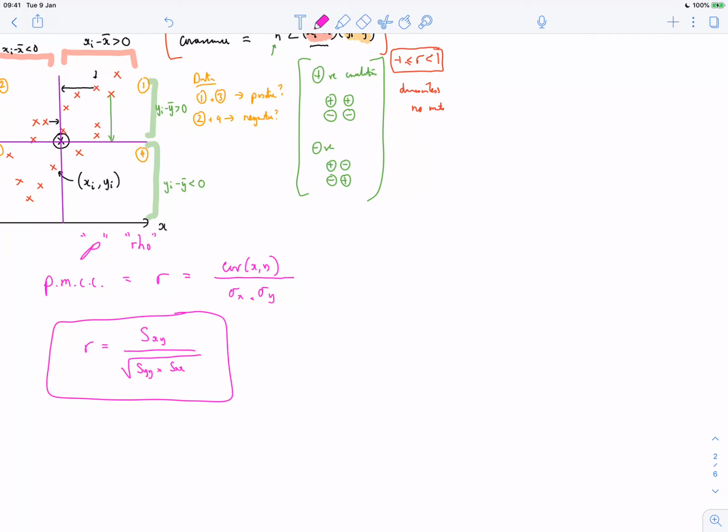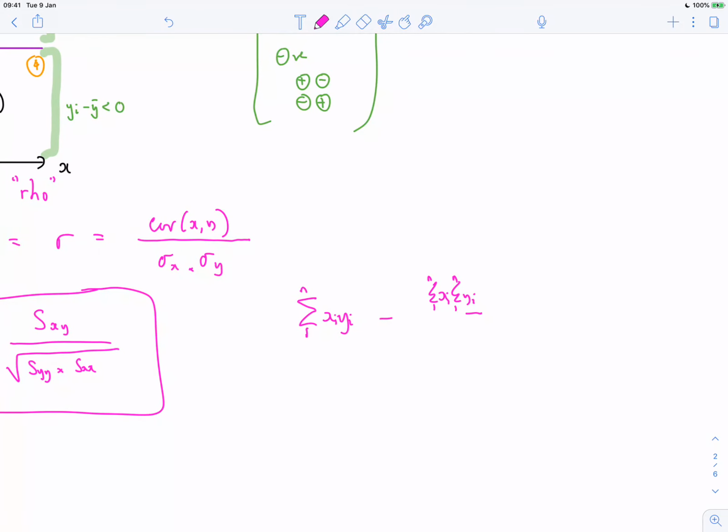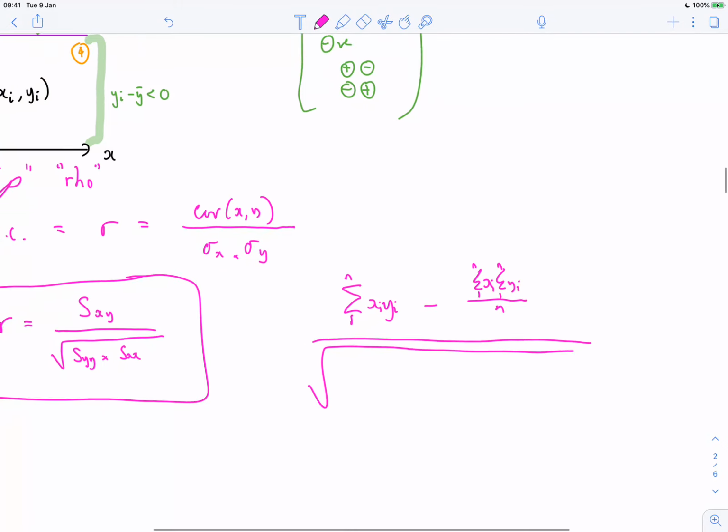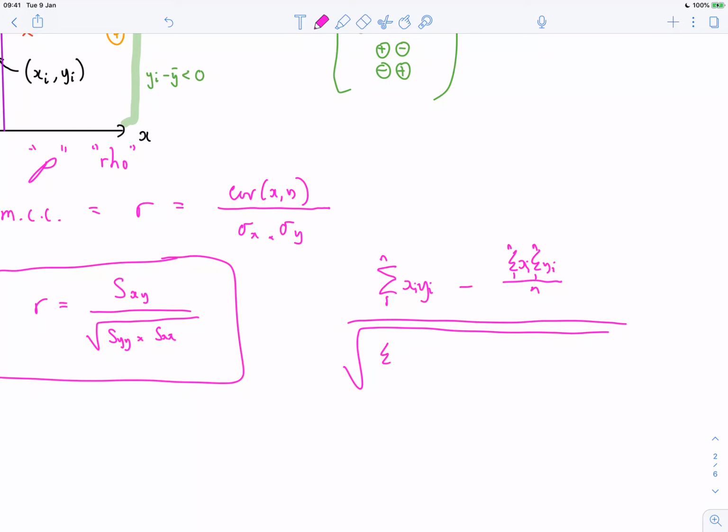Well, the sum of xy is going to be the sum of xi yi between 1 and n minus the sum of x times the sum of y from 1 to n, and this is all over n. And then this is all over the square root of Syy, so that's the sum of y squared between 1 and n minus the sum of y all squared over n, times the sum of x squared minus the sum of x all squared over n.